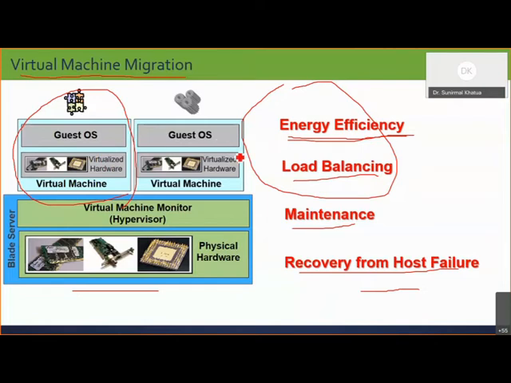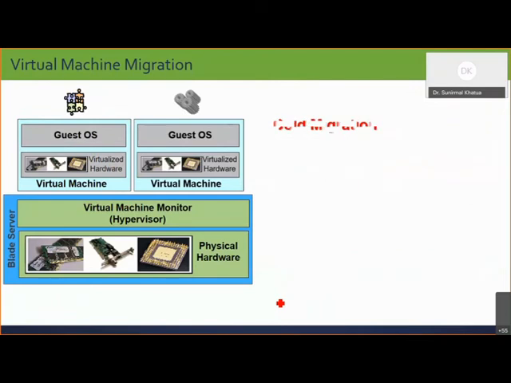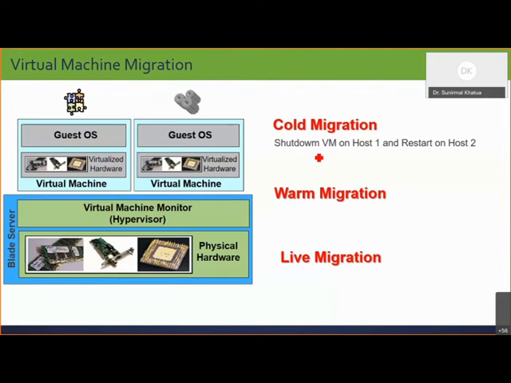Then we discuss how the virtual machines can be migrated in different scenarios. So let us look at various migration technologies. Ultimately, there are three different types of migrations: cold migration, warm migration, and live migration. In case of cold migration, suppose you want to migrate from host one to host two. The technique is very simple: shut down the VM on host one and restart a new VM on host two.